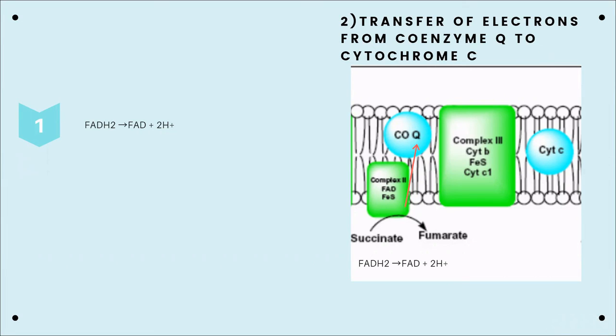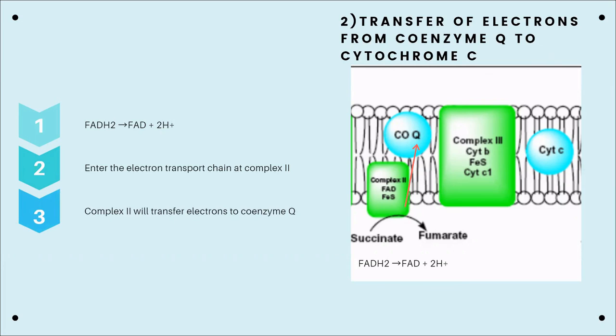Electrons from FADH2 produced by reactions such as the oxidation of succinate to fumarate enter the electron transport chain at complex 2, which contains succinate dehydrogenase. Complex 2 will transfer electrons to coenzyme Q without the associated proton pumping across the inner mitochondrial membrane.